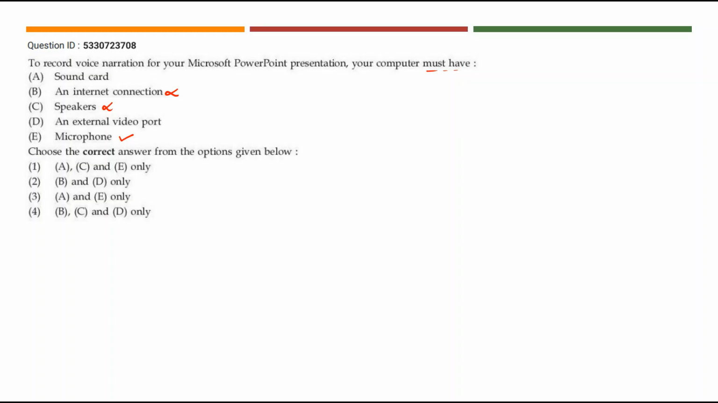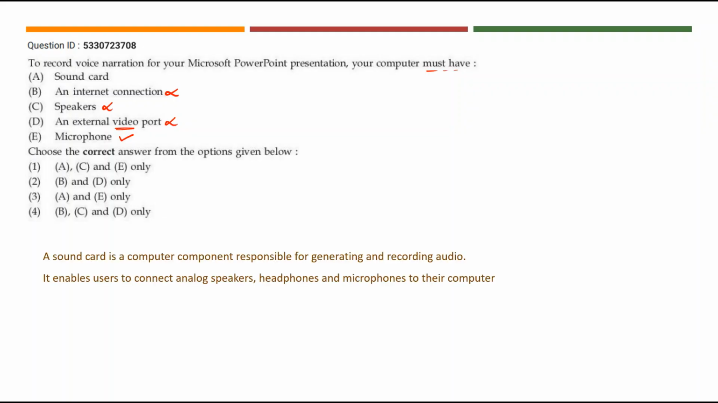And external video port. The term itself says it's video port. So this is also not there. What about sound card? A sound card is a computer component responsible for generating and recording audio. It enables users to connect analog speakers, headphones and microphones to their computer. So definitely sound card is a part of the answer. Option number 3, A and E only will be the right answer.